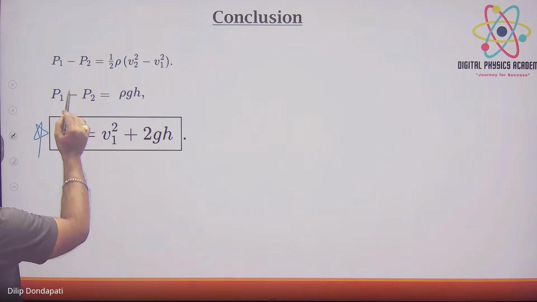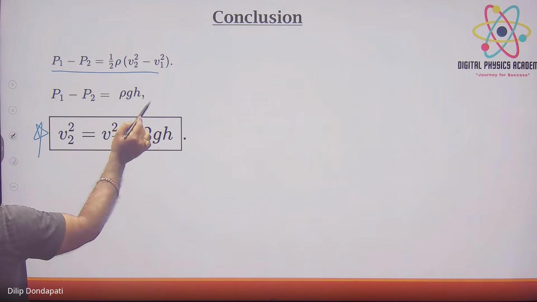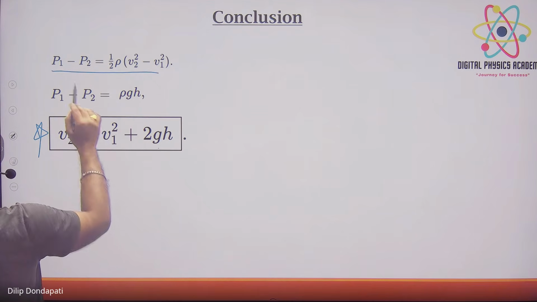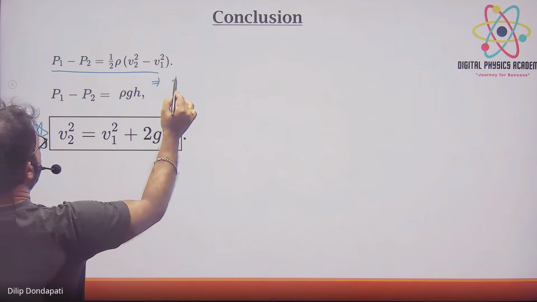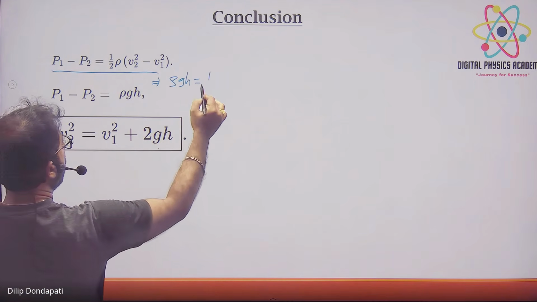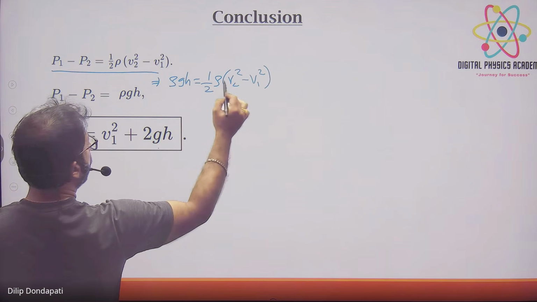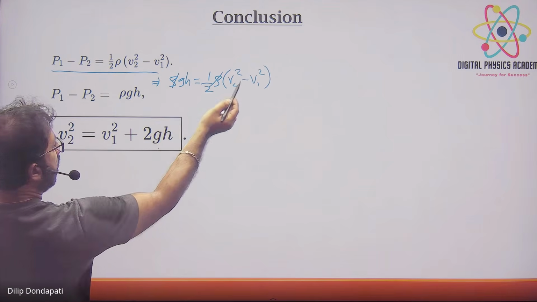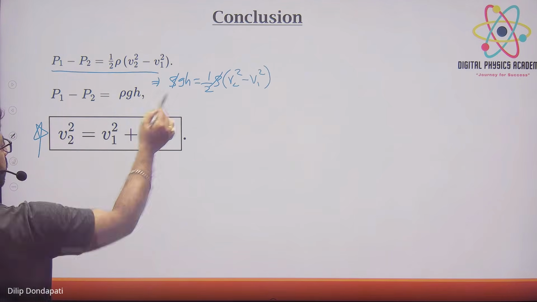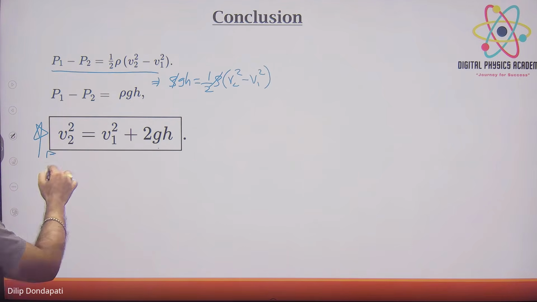Why? How did we get this one? Using these two equations. Use rho GH here. If we use rho GH, what will happen? Rho GH is equal to half rho V2 square minus V1 square. So rho cancels, 2GH, and this comes, so V2 square is equal to V1 square plus 2GH.